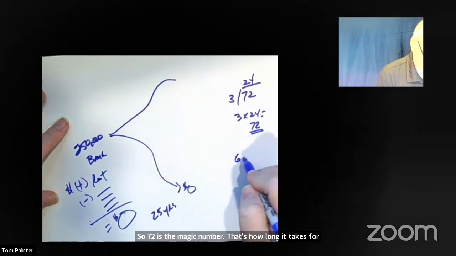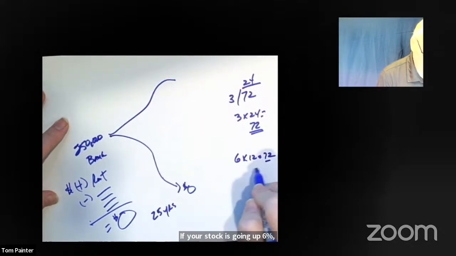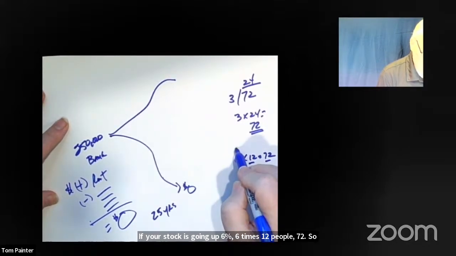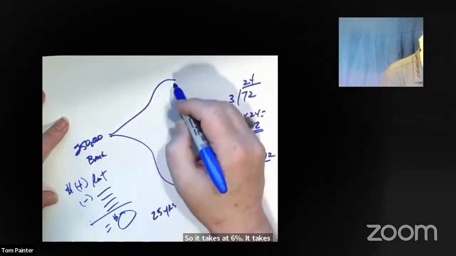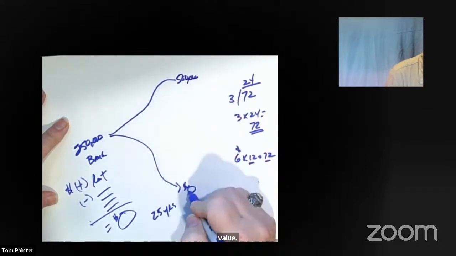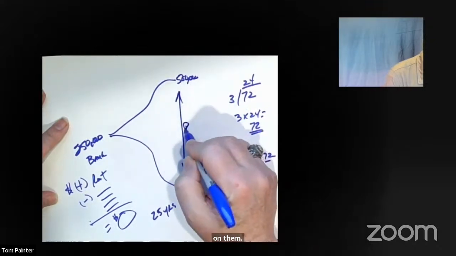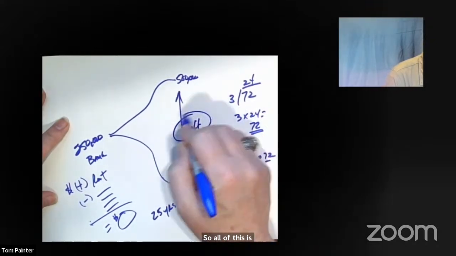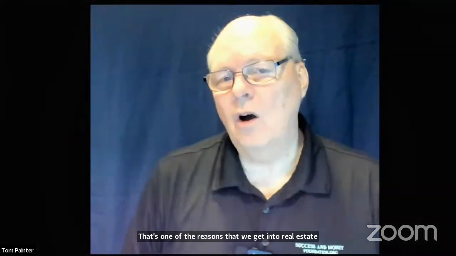If your stock is going up at 6%, 6 times 12 equals 72. So at 6%, it takes 12 years for it to double in value. So in here, these went from 250 to 500,000, and we owe 0 on them. So all of this is profit. That's one of the reasons that we get into real estate, is for the long-term profit.